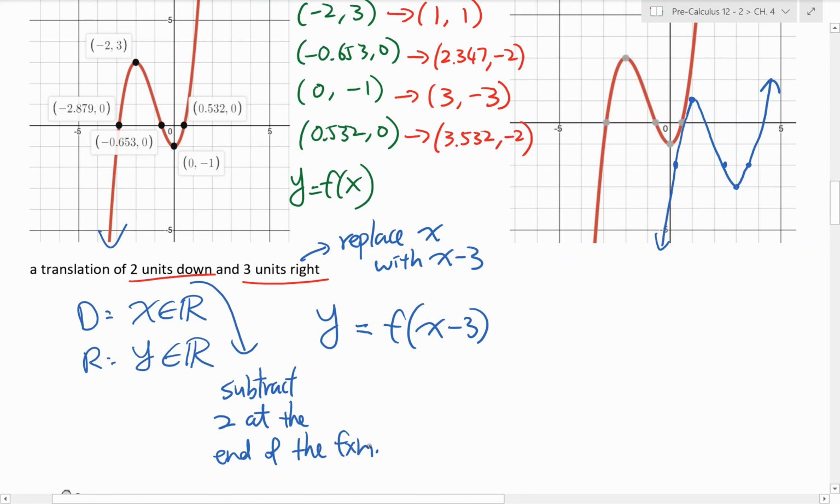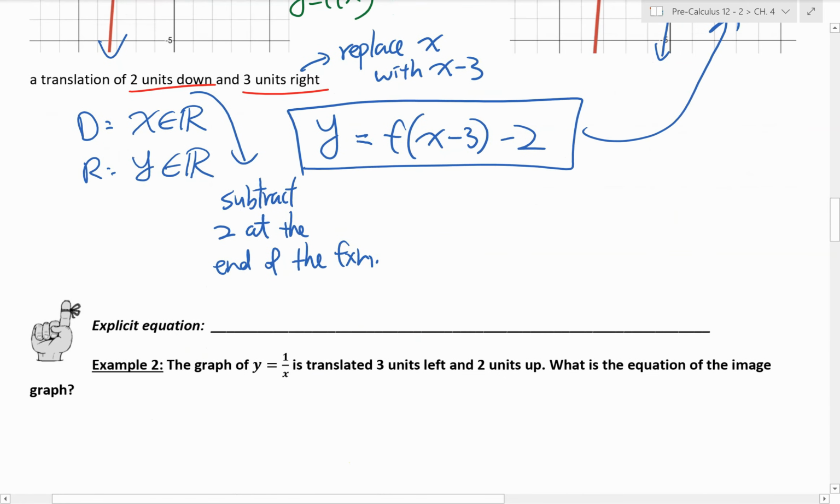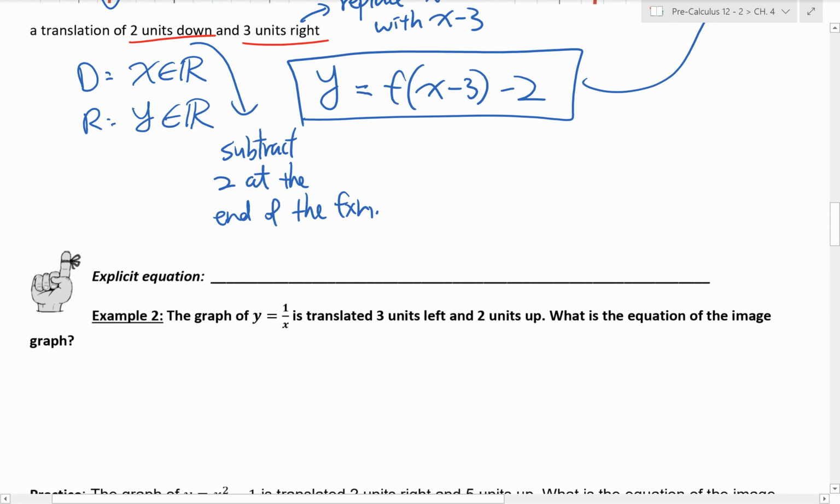So it was just f of x. Now because it's moving 2 units down, I need to minus 2 at the end. So this is my function for the image graph. Hopefully that was clear. Okay, we will move on.